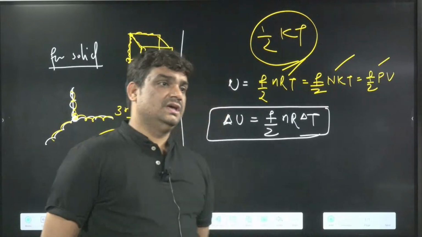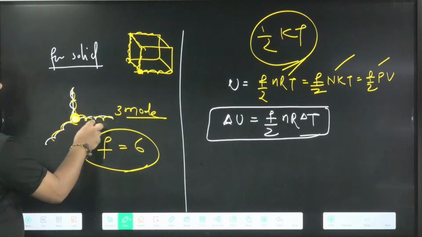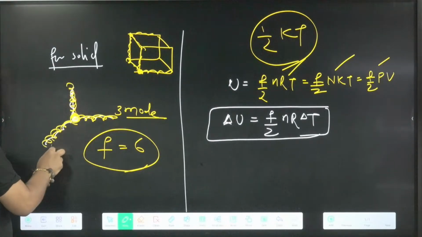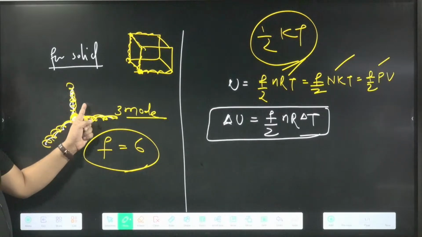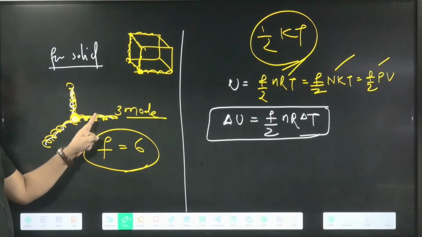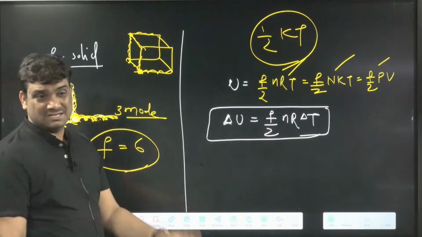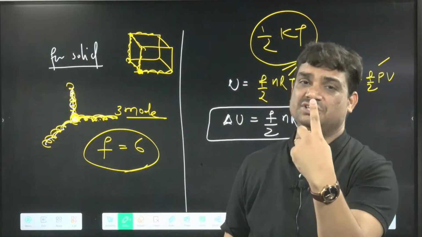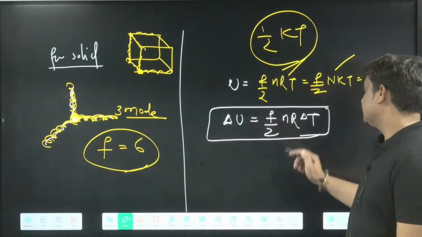Somehow 6: in the case of solid, each atom is connected in all 3 dimensions. So you can see, sir, these are the 3 springs we can assume, and for each spring we can say 2 degrees of freedom, one for kinetic energy and one for potential. Here KP, here KP, here KP. So total modes will be 6 degrees of freedom, 2 for each vibration mode. This one is also done.